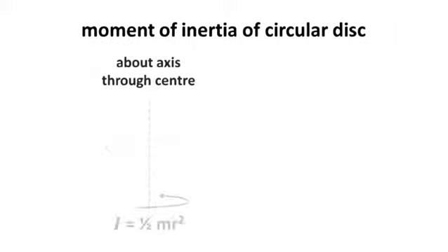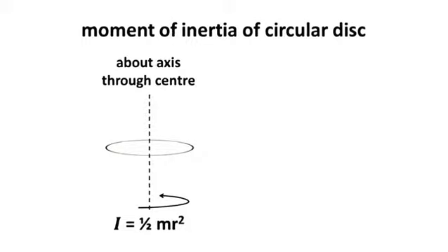We've said the moment of inertia for a point mass is mr squared. What about for a more complicated rigid body? We will see that we can calculate its moment of inertia by splitting the body up into lots of little point masses and adding their individual moments all up, a bit like calculating the centre of mass. For example, when we do this for a circular disk of mass m and radius r, we find that the moment of inertia about an axis through its centre is half mr squared.